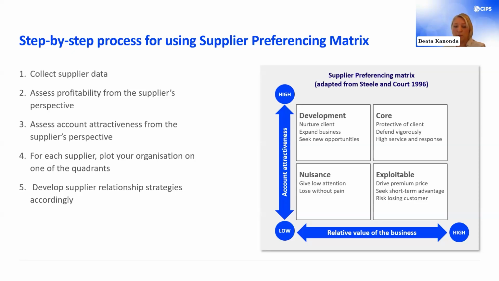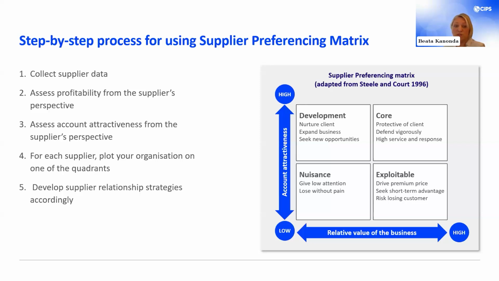Now, for each supplier, plot your organization on one of the four quadrants. Once you understand your key supplier's view of your organization, you can develop appropriate supplier relationship management strategies and prioritize the allocation of your resources.